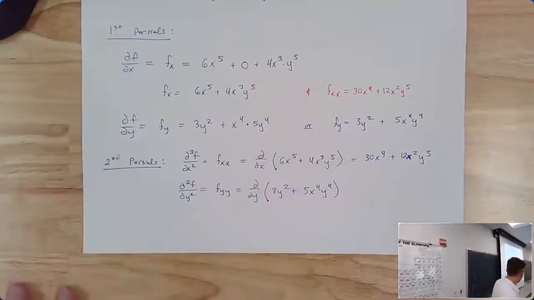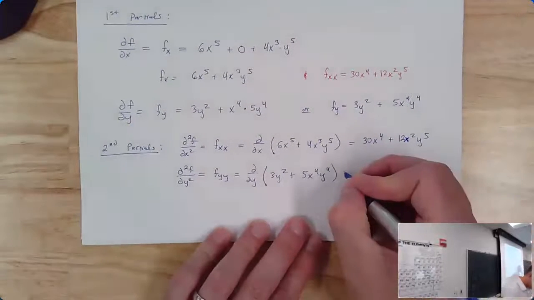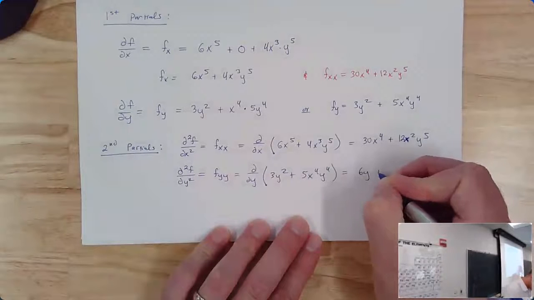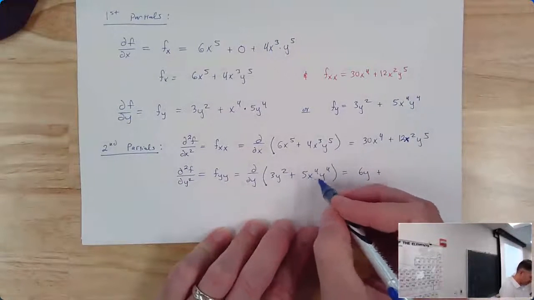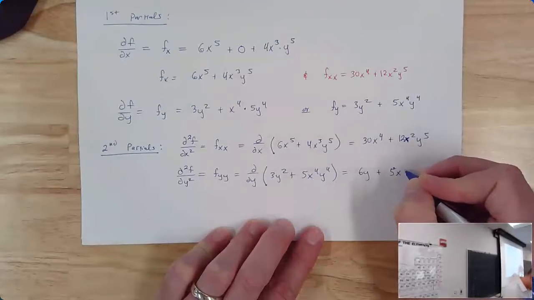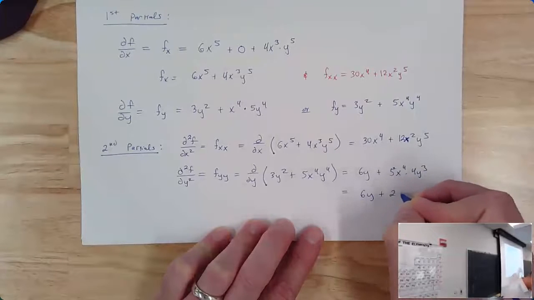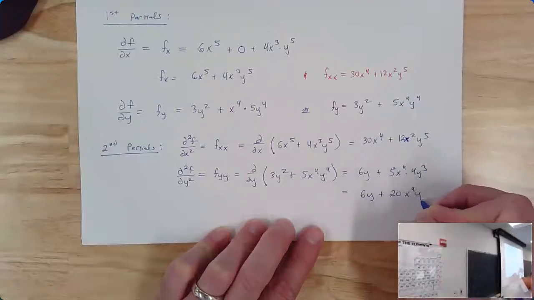I'm taking the derivative with respect to y of 3y squared plus 5x to the fourth y to the fourth. And when you do, you get 6y plus, let's see, the derivative of 5x to the fourth times y to the fourth is going to be 5x to the fourth times 4y cubed, which is going to give me 6y plus 20x to the fourth y cubed.